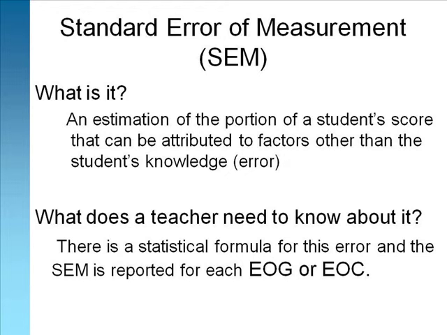For large-scale tests like the end-of-grade EOG or the end-of-course EOC test taken by public school students in North Carolina each year, the portion of each student's score that can be attributed to factors other than the student's knowledge can never be known exactly, but it can be estimated. This measurement is called the standard error of measurement, or SEM. There is a statistical formula for this error, and this SEM is reported for each EOG and EOC test.